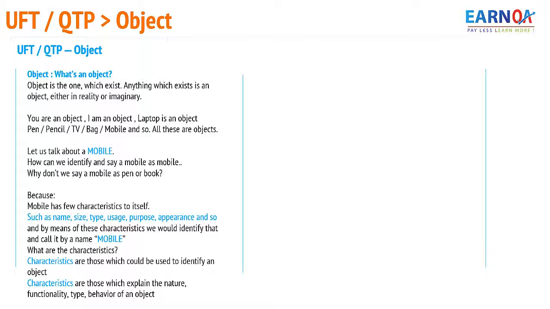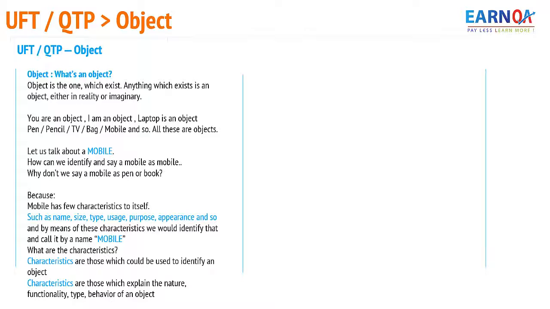Let's take a small example. How do we identify a mobile? Why don't we call a mobile a laptop? We would never call a mobile a laptop. Rather, we would always call a mobile a mobile. Why? Because a mobile has certain predefined characteristics. It has a size. It has a type. It has its own usage, its own purpose, its own appearance. Because of all these characteristics, we always call that a mobile.